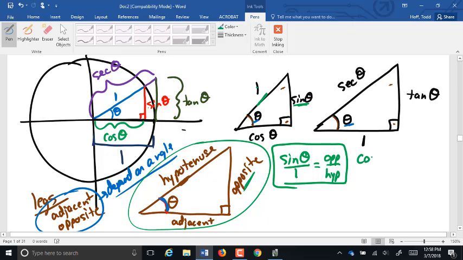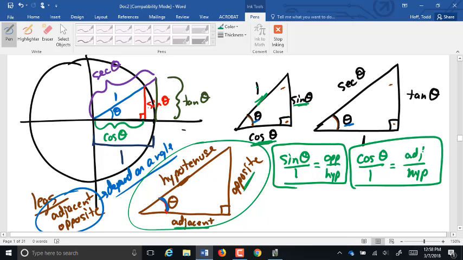Let's look at the cosine of the angle over 1. Well, the cosine, the side on this triangle that's the cosine, relates to what side of the other triangle? The adjacent. And the 1, of course, still relates to the hypotenuse. Cosine of an angle is equal to the length of the adjacent side divided by the length of the hypotenuse.